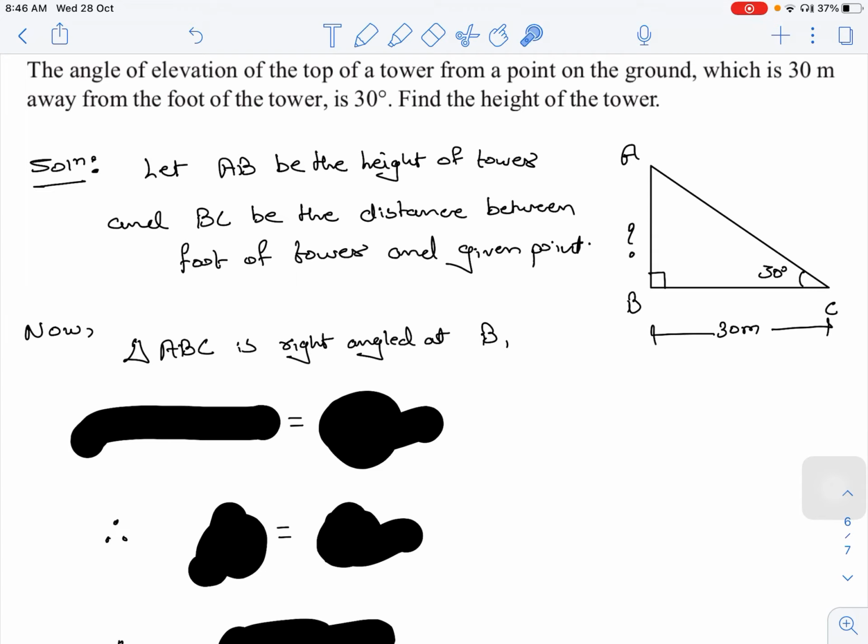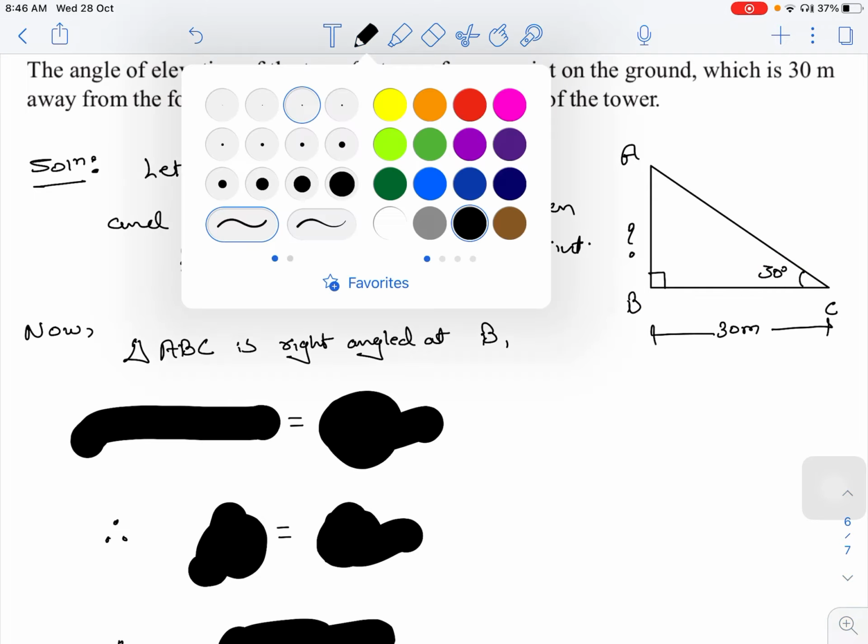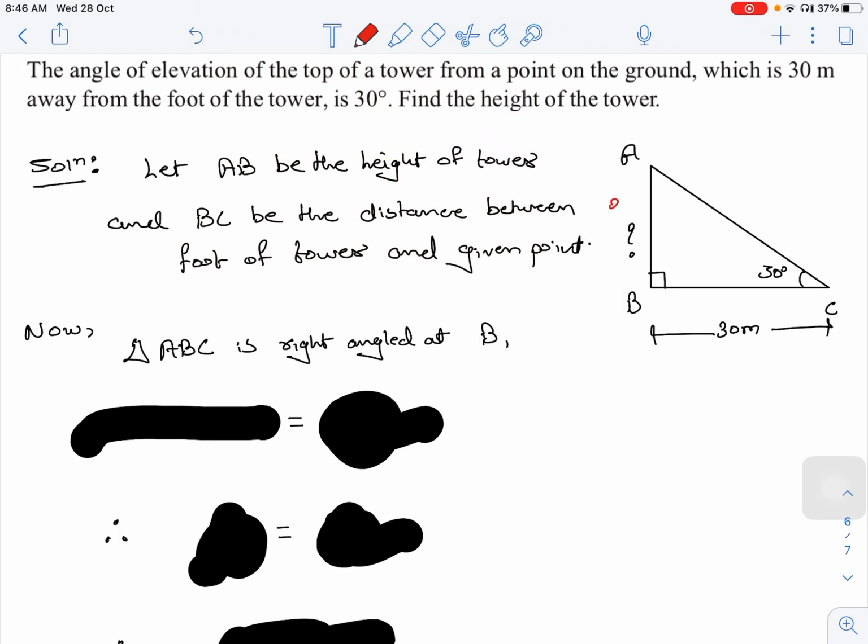Now for this angle, this side is opposite and this side is adjacent. So first let us mention it. This side is opposite and this side is adjacent. Now, if you want to find opposite upon adjacent, what is the ratio? The ratio is tan. The angle is also given. So what will we write now? Therefore, tan 30 equals to.